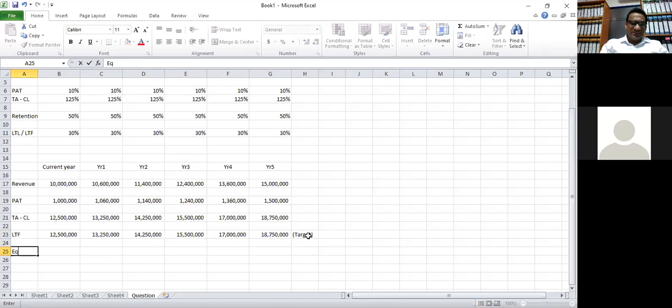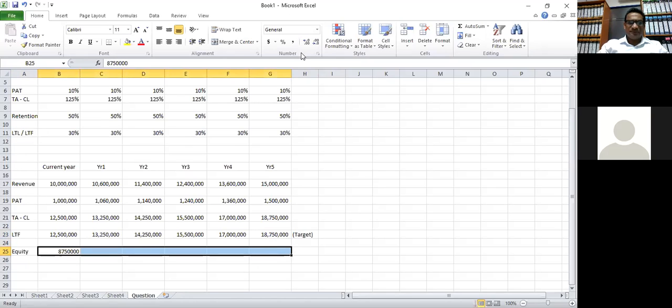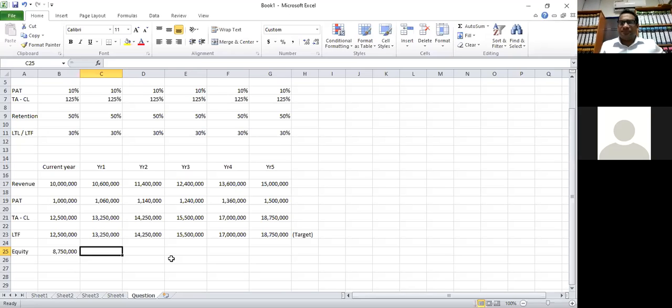So let's have a look at what will happen to equity. How much is the current year equity? Current year equity is 8,750,000. So can someone tell me how much is the equity next year? Year one. What will happen to equity next year?